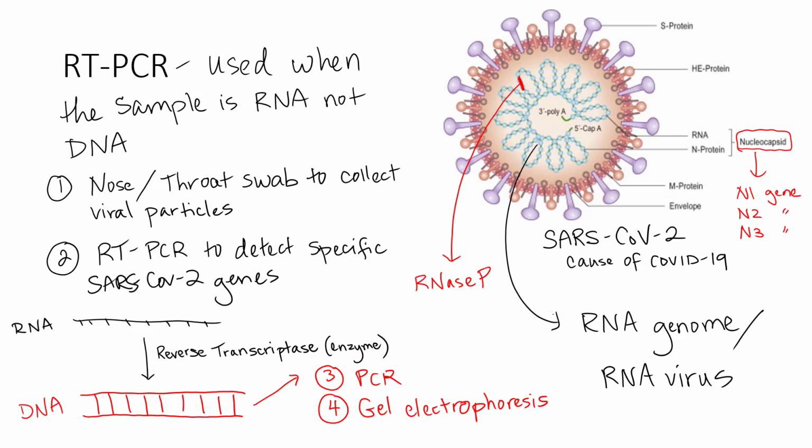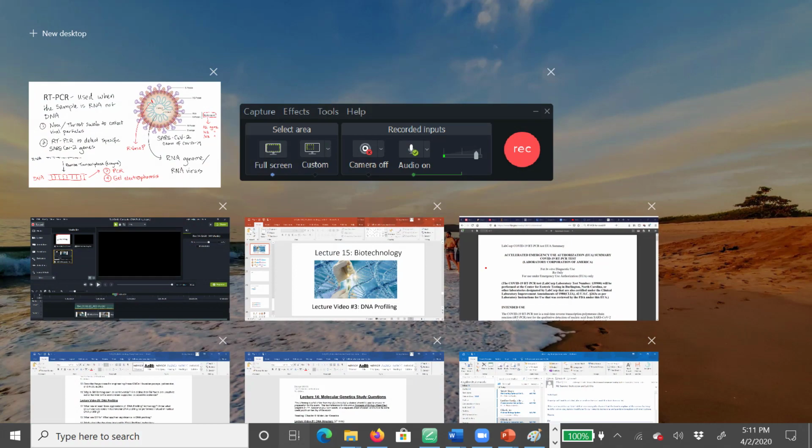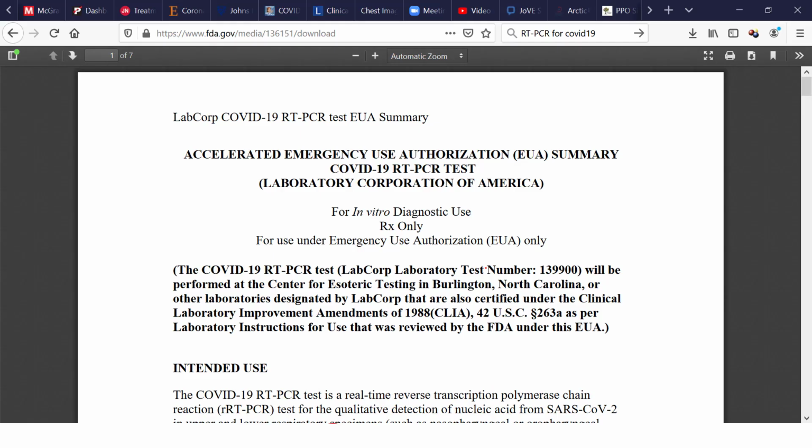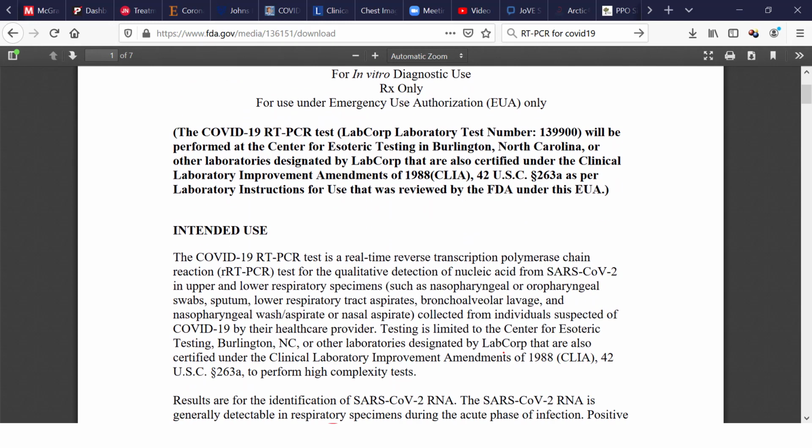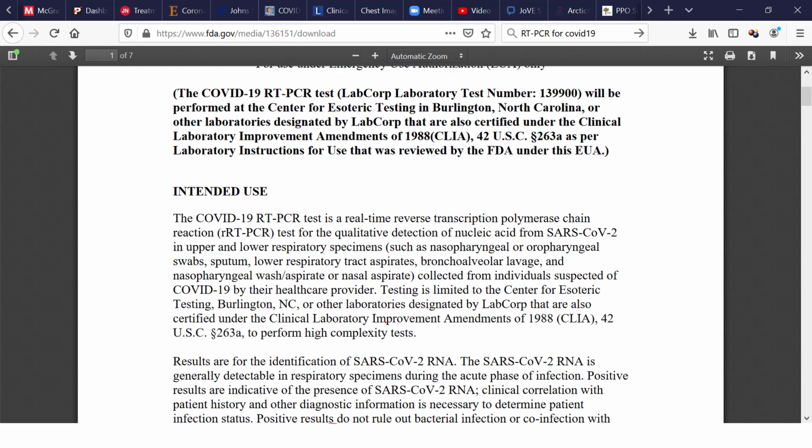I wanted to show you what that looks like, what they're detecting. I found this on the FDA website. Here, this is from the FDA website talking about the COVID-19 RT-PCR test. It tells us we're going to detect the nucleic acid from SARS-CoV-2 in upper and lower respiratory specimens, such as a nasopharyngeal or oropharyngeal swab, or sputum. They can take lower respiratory tract aspirates and other stuff that people might be coughing up, basically. They can detect the virus in there.